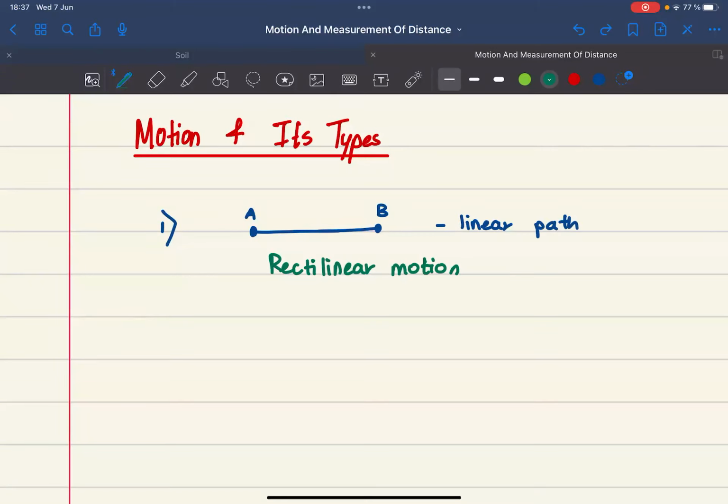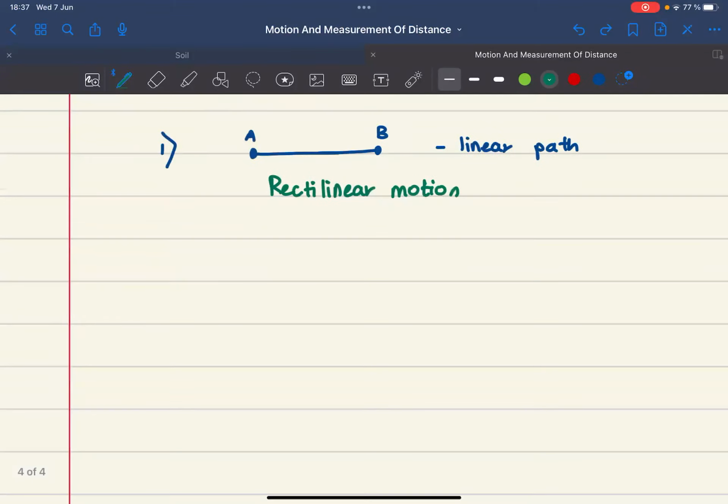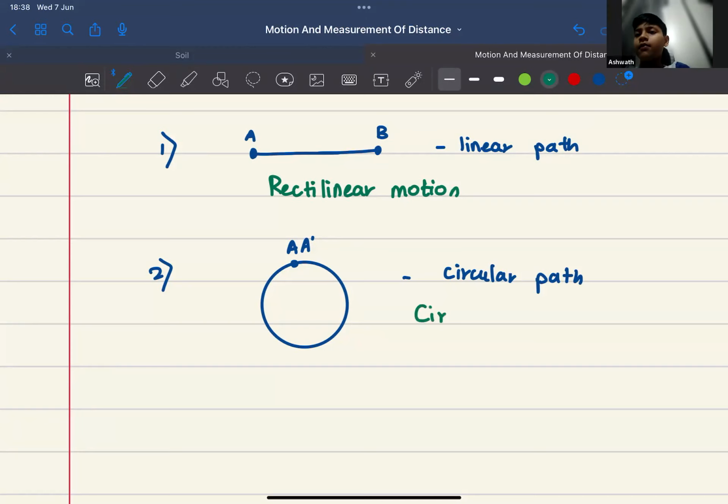Now, when an object follows a circular path, so it is starting at A and it's ending at A, so it is a circular path, then it is called what motion? Circular motion.